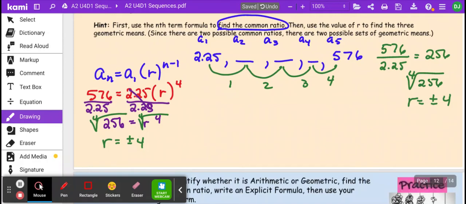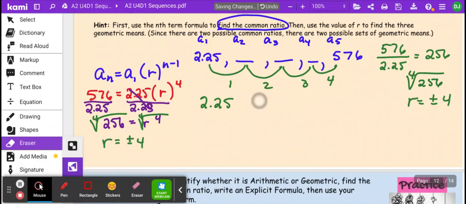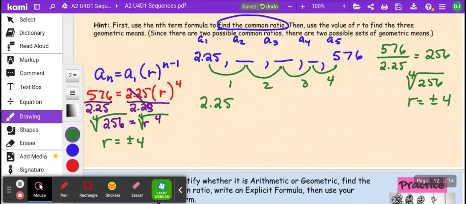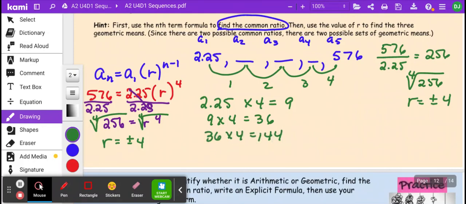Okay, now that I've got the common ratio, this is pretty simple. I just take the first term, and remember, there's two possibilities. So the first term I could multiply by 4, which gives me 9. Then I continue: take 9 times 4 and get 36, 36 times 4 and get 144. So these would be one set of my geometric means: the 9, the 36, the 144.